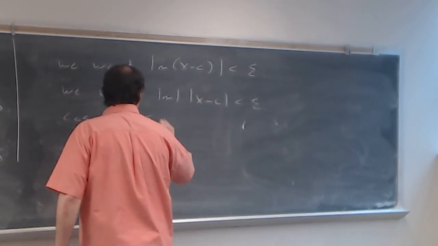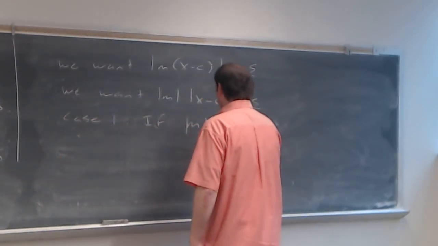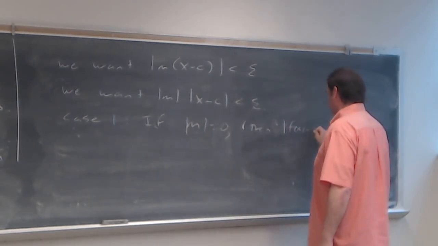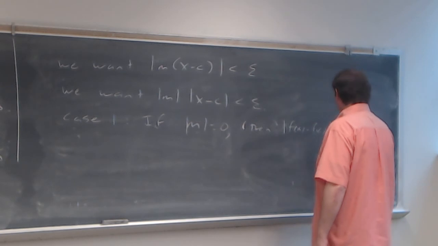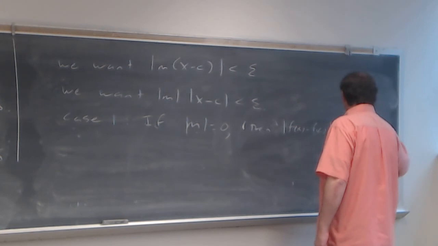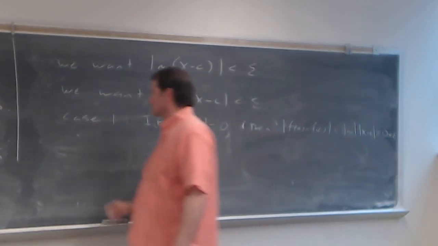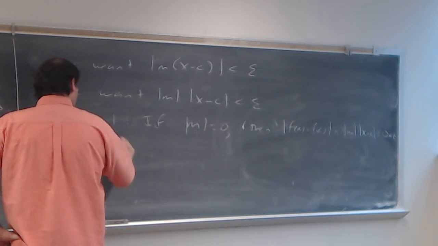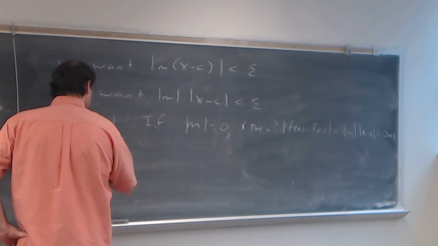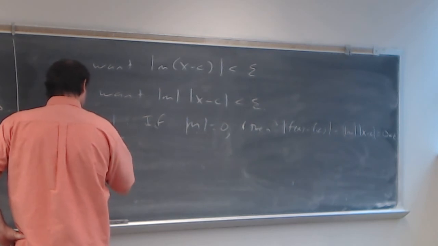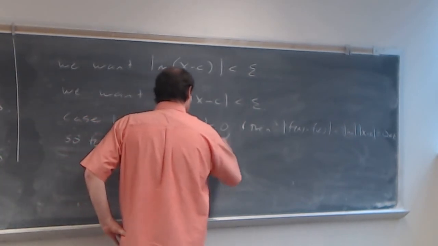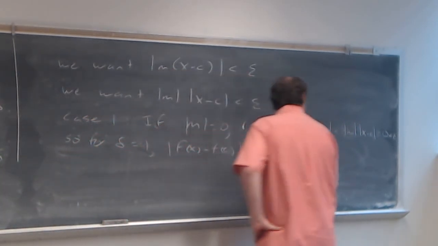if the absolute value of m equals 0, then we have f of x minus f of c, which equals the absolute value of m times the absolute value of x minus c. Well, that would just be equal to 0, which is definitely less than epsilon. So for delta, any delta will work. For delta equal to 1, the absolute value of f of x minus f of c will be less than epsilon.